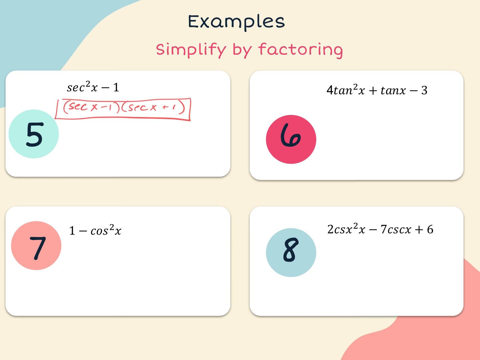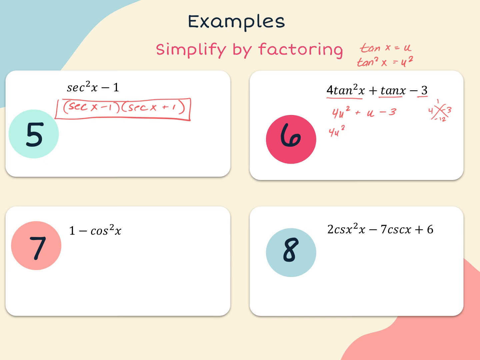In this one, it's kind of interesting because I have 4 times tangent squared x plus tangent of x minus 3. Well, again, you could think about this as a quadratic. Something that might help you: remember when we used our u's, I can say the tangent of x is u, so tangent squared of x is u squared. So this would be equivalent to 4u squared plus u minus 3. And when you think about it that way, you're like, oh, I can factor this by grouping. I know my product is negative 12, my sum is 1, so this is 4 and negative 3.